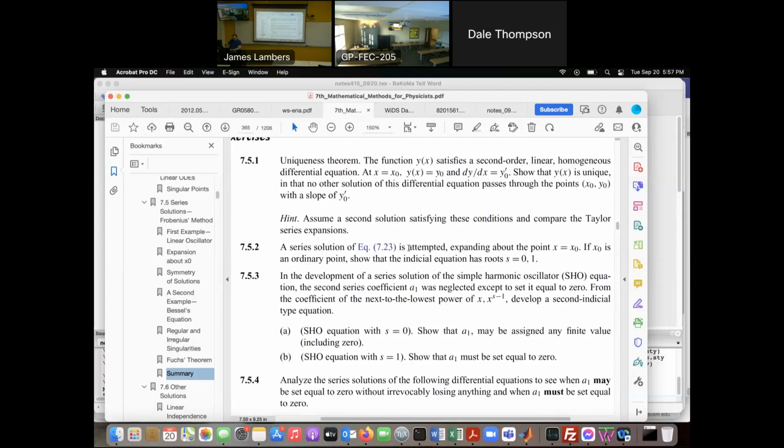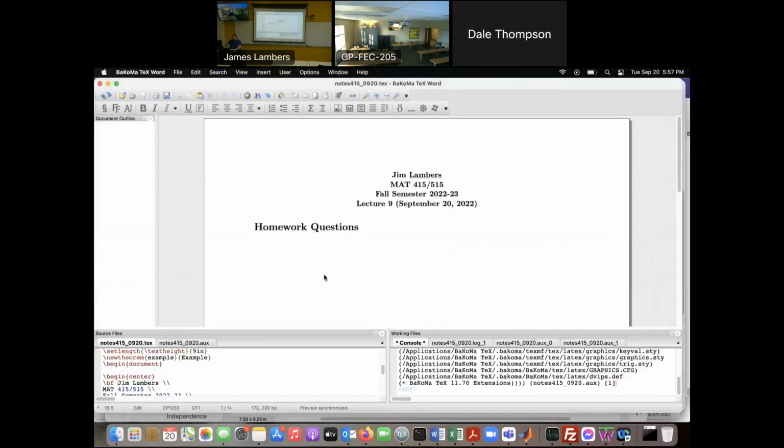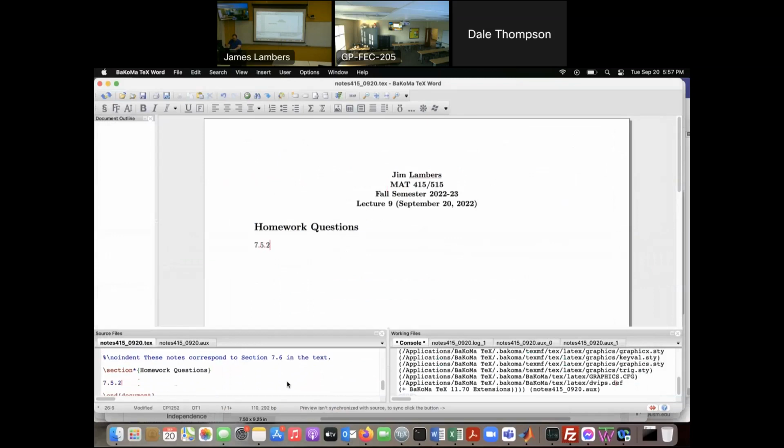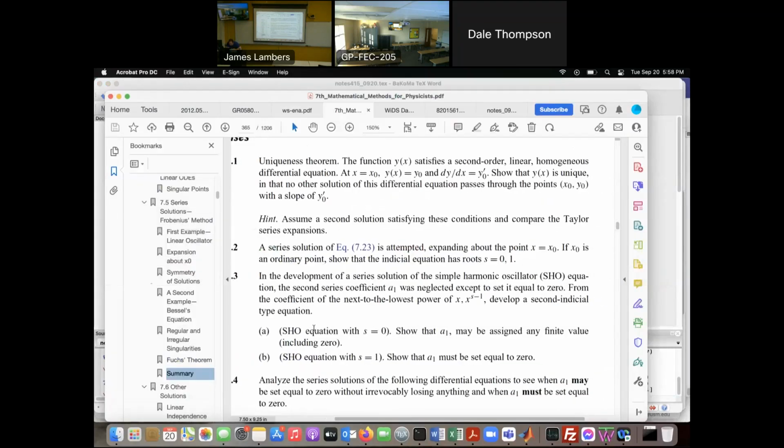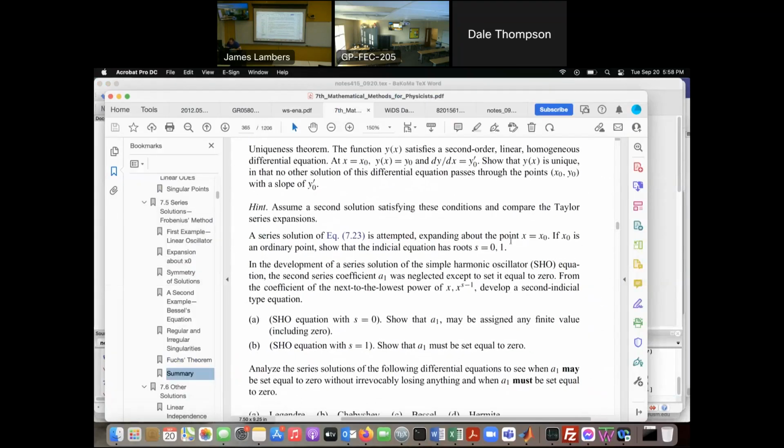Actually, I don't know if I mentioned this before or if I meant to. For 7.5.2, use a power series that is centered at x naught. Because for the examples we've had, we use a power series centered at 0. But it's more convenient in this case to talk about x naught specifically being an ordinary point, the center there. Okay, the problem tells you to do that.